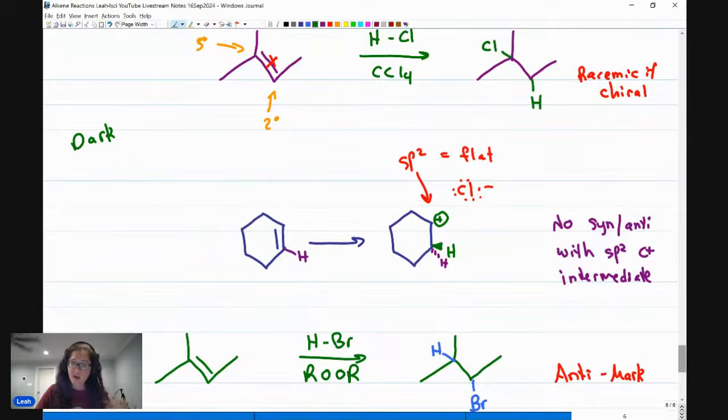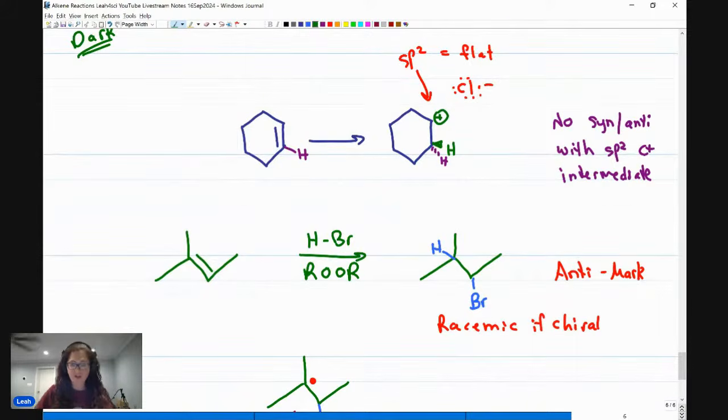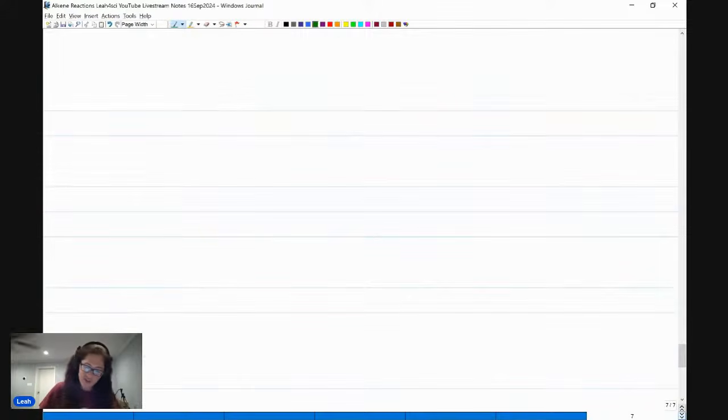The first one is Markovnikov. The second one is anti-Markovnikov. Dark for Markovnikov, light for anti-Markovnikov. What if I change it up though?